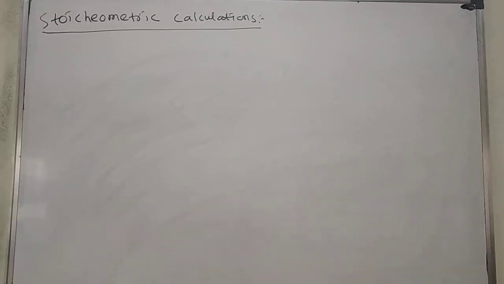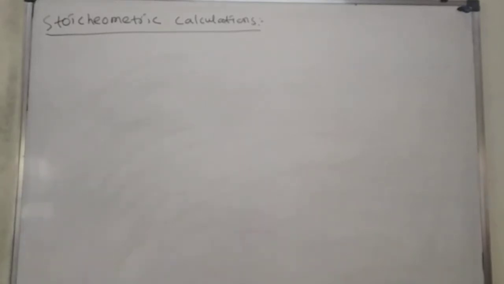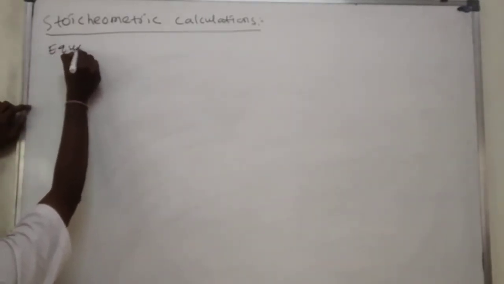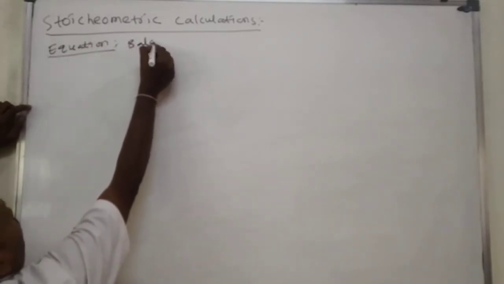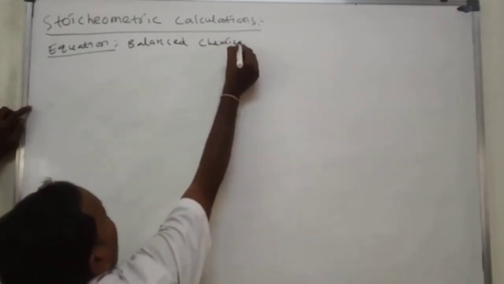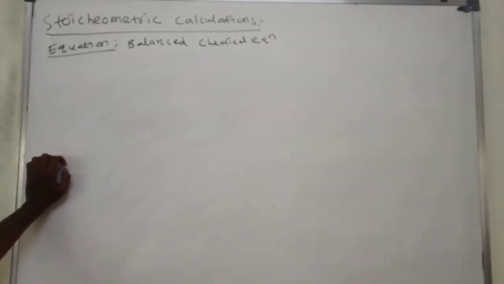Good morning, students. In continuation, we'll see the last topic in this first chapter, basic concepts in chemistry: stoichiometric calculation. What is the meaning of stoichiometric equation? A balanced chemical equation is also called a stoichiometric equation.